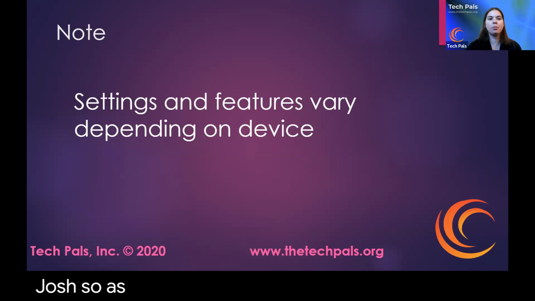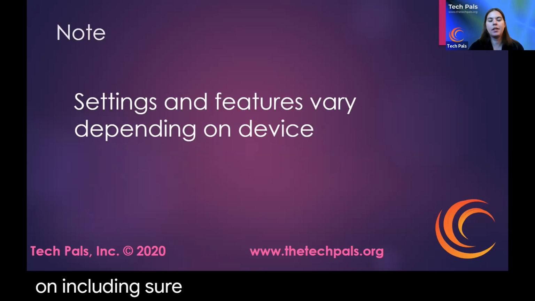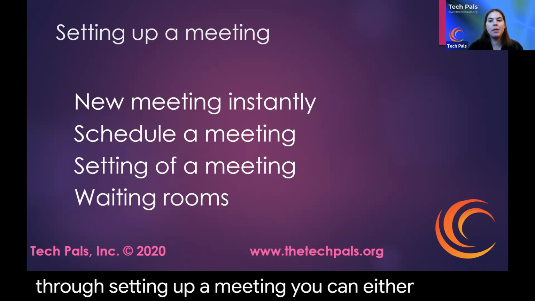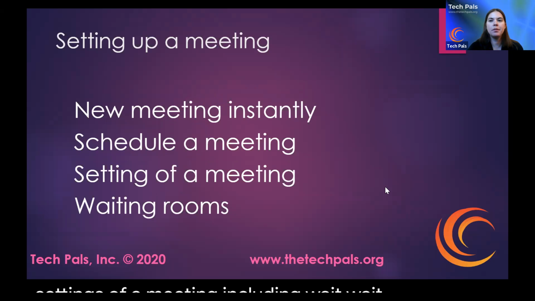So as Peter pointed out, some features and settings will vary depending on the device that you're on, including shortcut keys. So we're going to go through setting up a meeting. You can either set up a meeting to be new instantly. You can schedule a meeting. We're going to go through the different settings of a meeting, including waiting rooms.